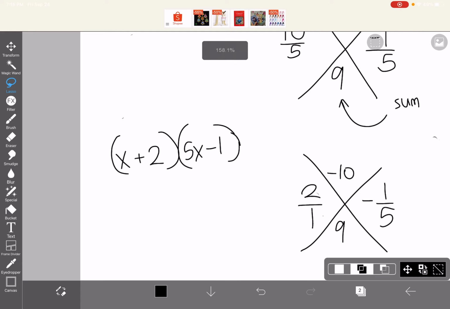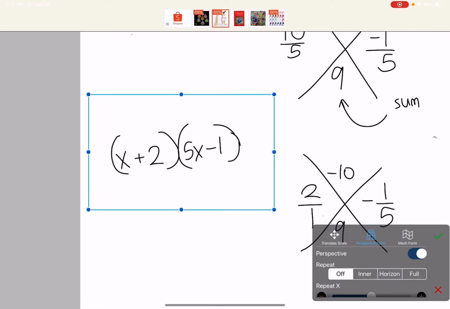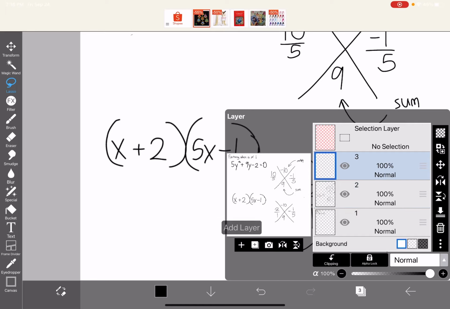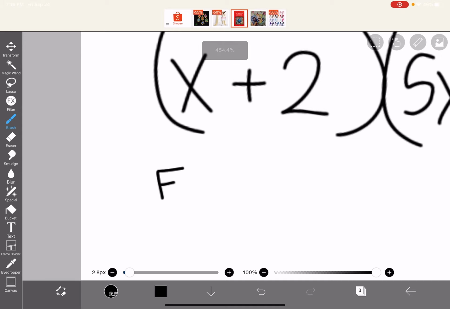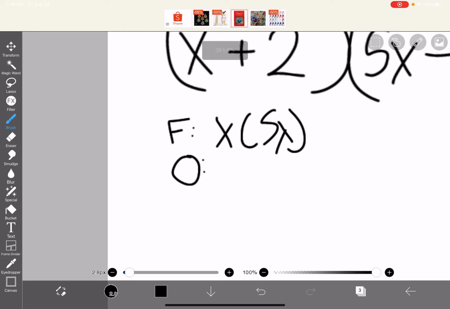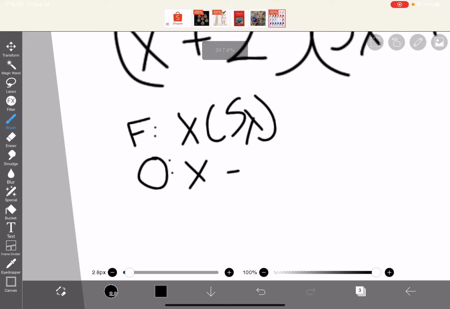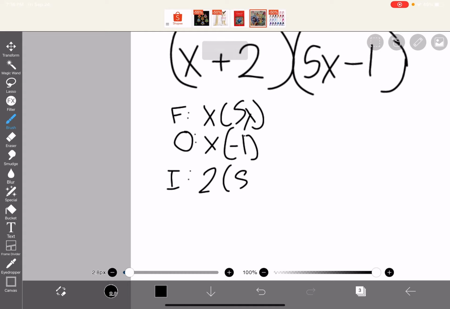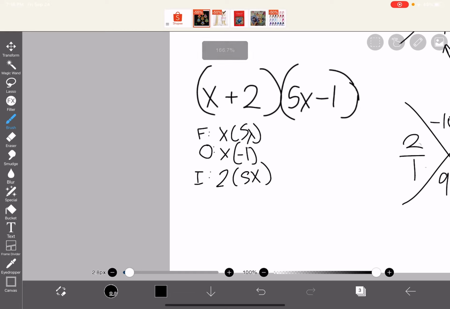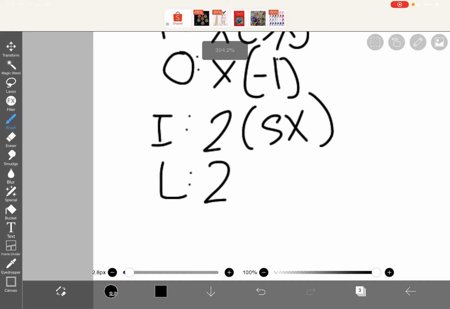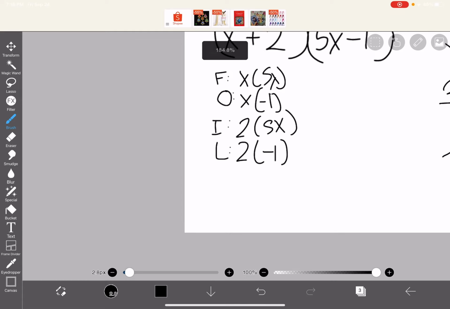You might be confused. How is this true? Well, like in the last video, if you remember the FOIL method, let's try doing that to make sure our answer is correct. We have y and 5y, y and negative 1, 2 and 5y, and 2 and negative 1.